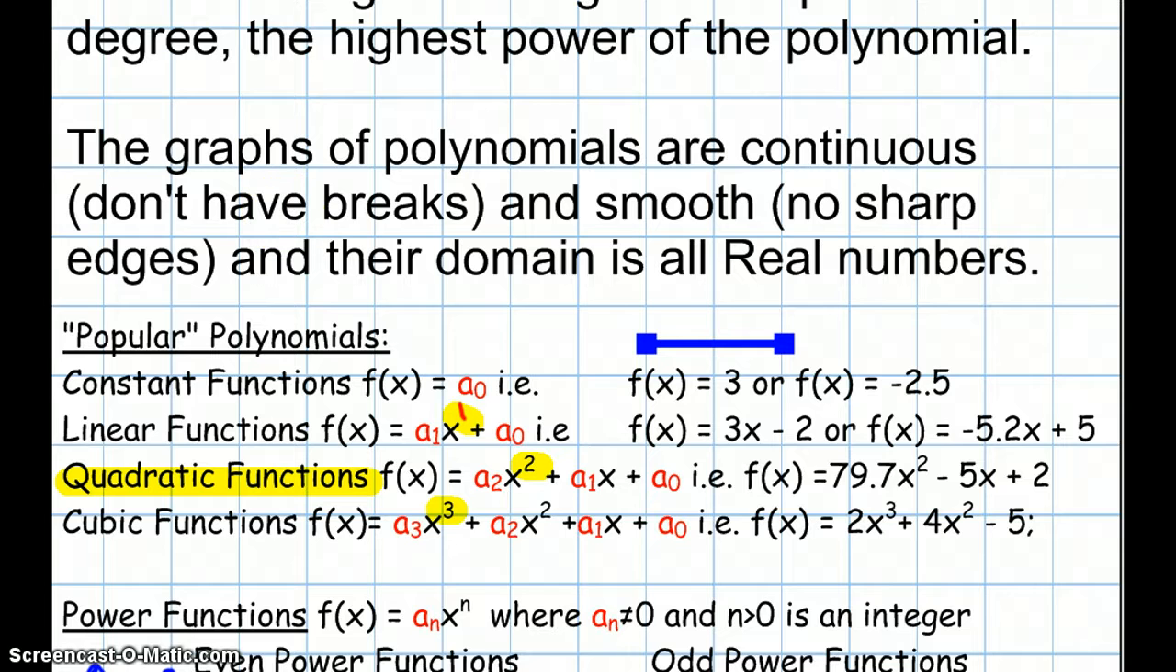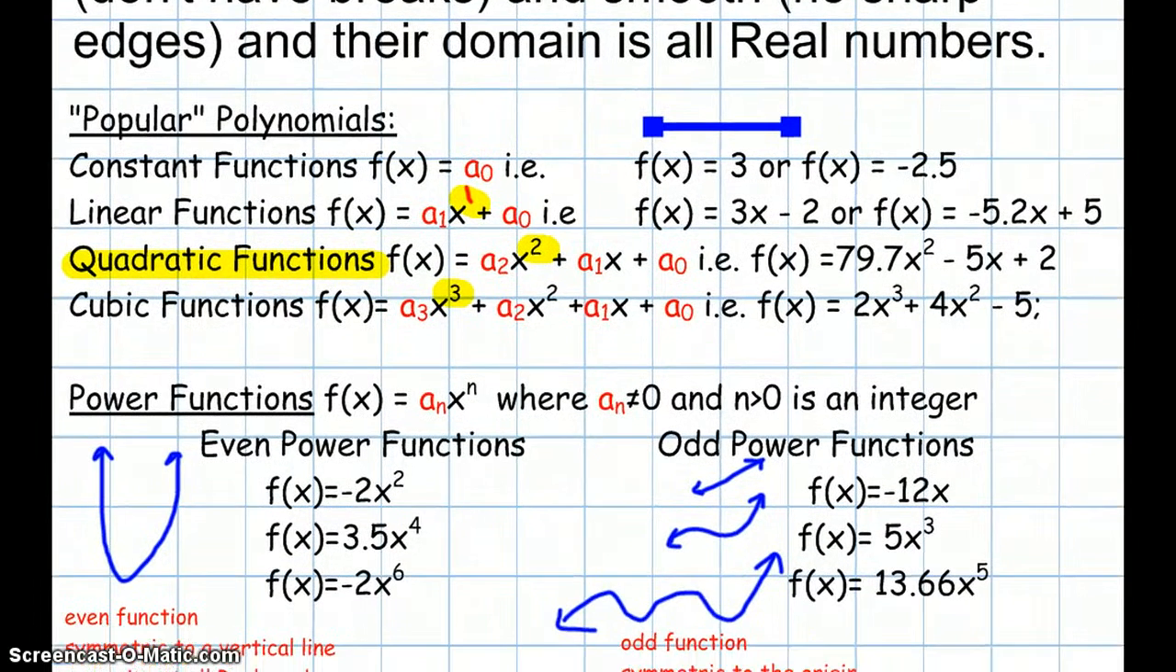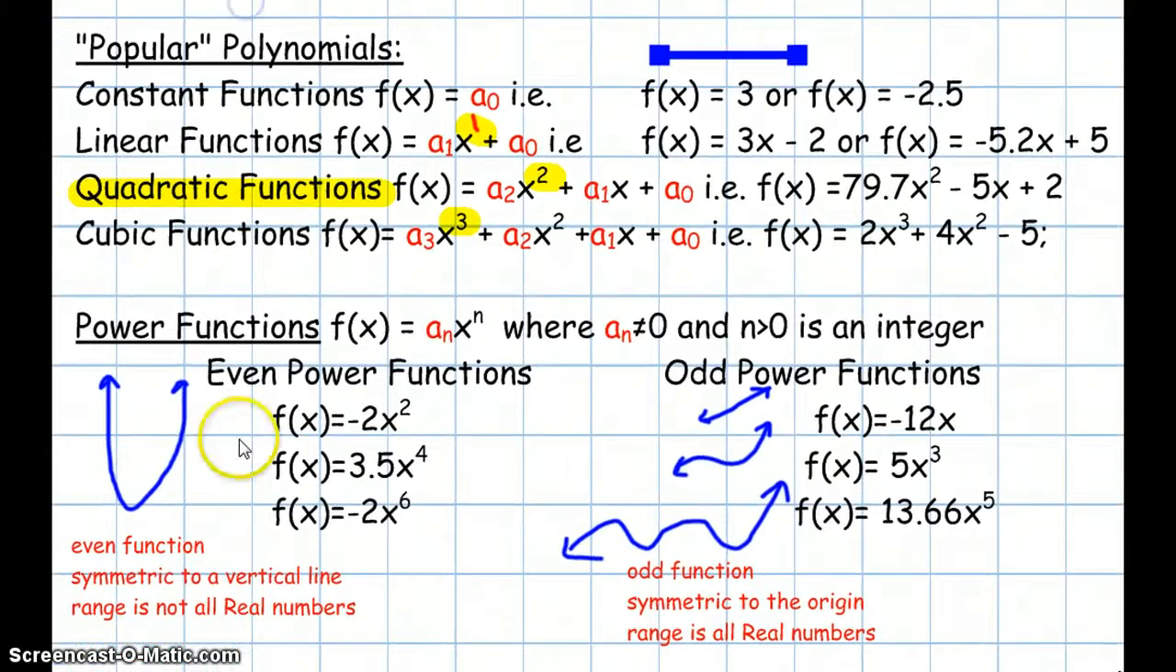Now, there is also another group of functions that intersect with linear and quadratic functions, called power functions. Power functions are special because they only have one coefficient. As you can see here, the cubic function has up to 4 coefficients: a3, a2, a1, a0. This particular cubic has 3 coefficients. This particular quadratic has 3 coefficients. This particular linear function has 2 coefficients. But power functions only have 1 coefficient, and that coefficient is a number that cannot be 0.